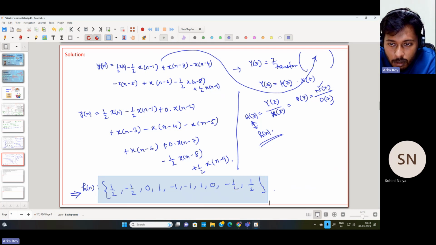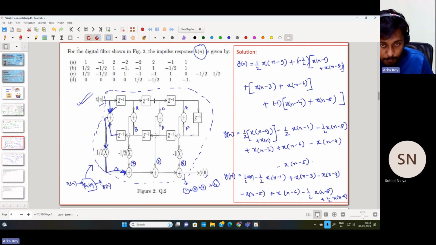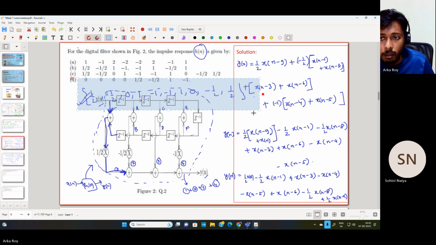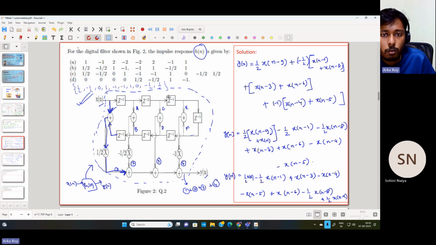So let me just copy this answer and let us try to match it with the given answers. So this is what we have found, and let's just check which option it is matching. So it is half, then minus half, then 0, 1, minus 1, minus 1, 1, 0, minus half and half. So option C is the correct answer for this particular question.